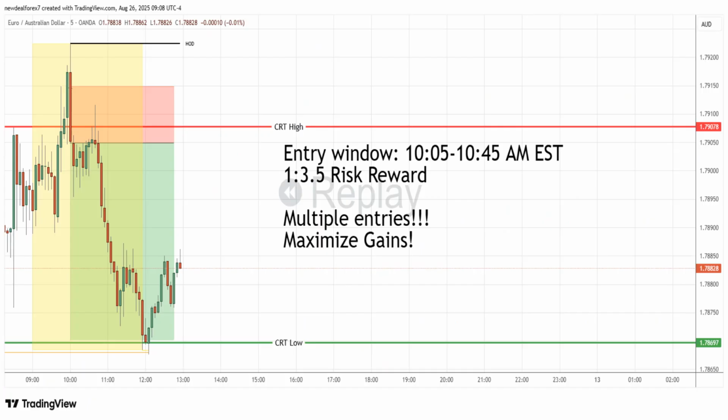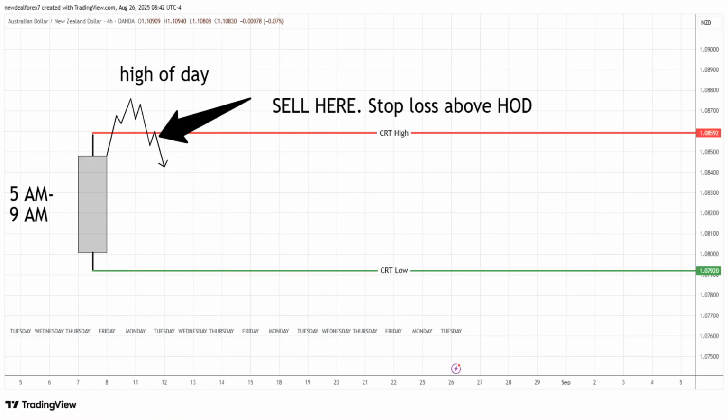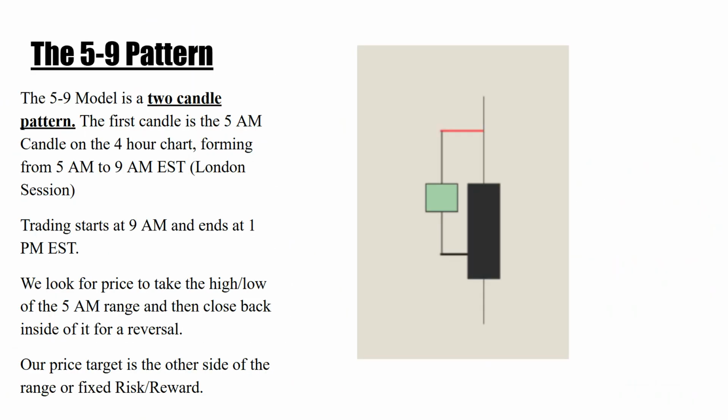Again, it's a 2-candle pattern that you can use to be a proficient trader and master the art of day trading. This is all you're looking for: a simple range and then price to sweep one side of it and close. That is it. That is the 5-9 pattern. Very simple, very easy. A child could do this.